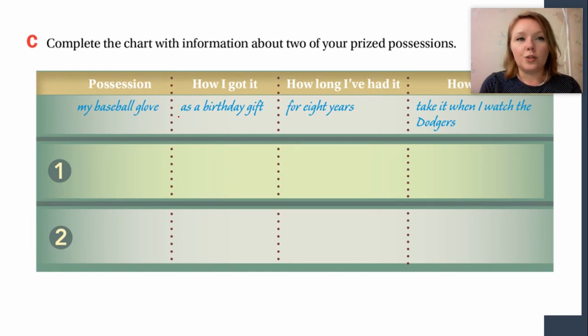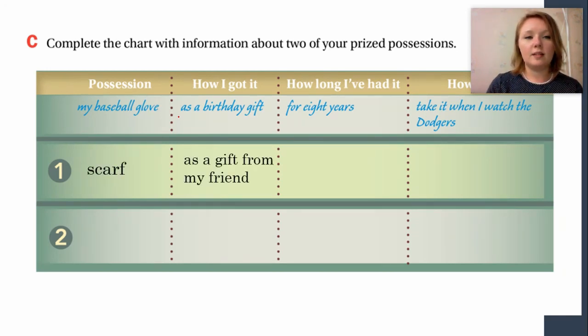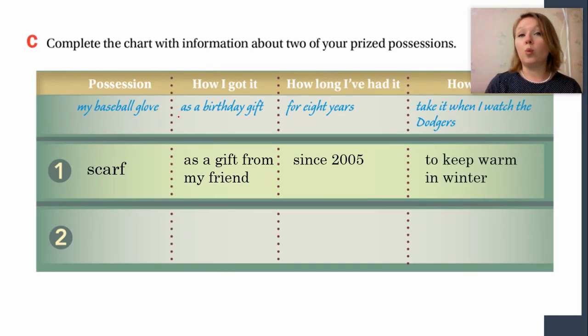Now you are going to complete the chart here on page 35 with information about 2 of your prized possessions. So in this session, we have talked about my 2 examples of a scarf and a bracelet. So let's go ahead and fill in the chart as an example with that information. Right, scarf: how I got it, as a gift from my friend; how long I've had it, since 2005; and how I use it, to keep warm in winter.